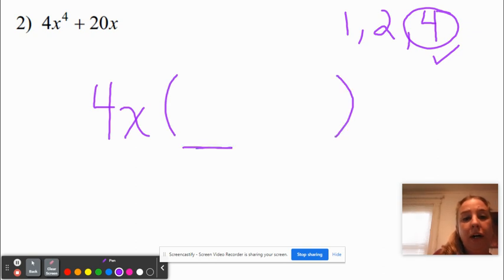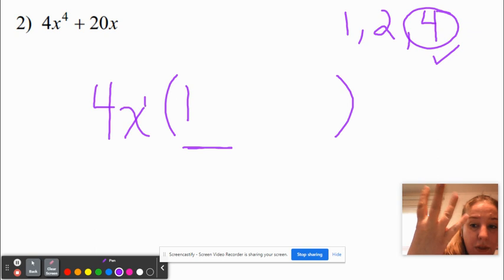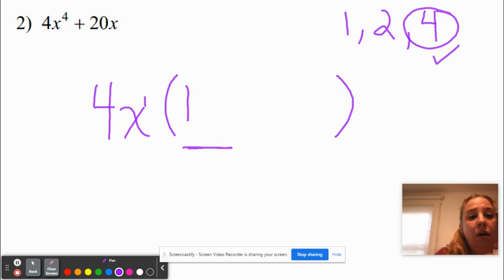So 4 times what is 4? Well, 4 times 1 is 4. We don't really need to write ones, though. We can. And then x to the first times what is x to the fourth? Well, you have 1. You need 1, 2, 3 more to get to the 4, right? So you're more or less subtracting, right? Because x to the first times x to the third brings me back here.